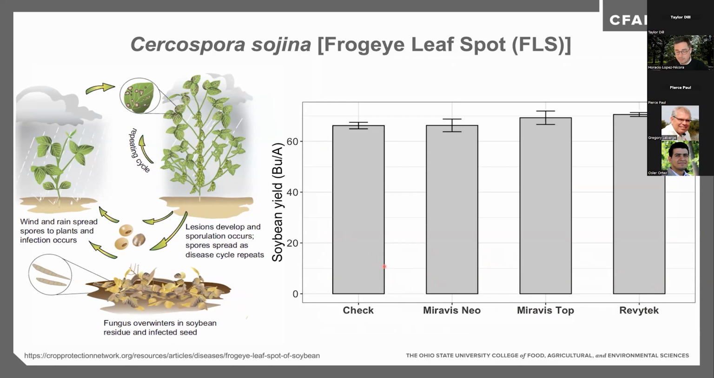This is just one of the many trials that we had. These, of course, highlight the importance of scouting our fields for the presence of the pathogen when we're going to make a decision of applying or not a fungicide, especially in that window R3 to R5 growth stage.